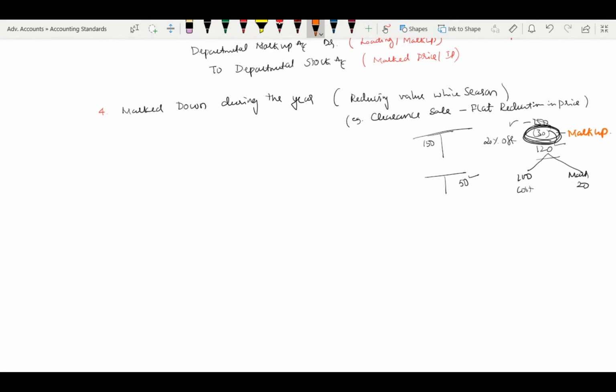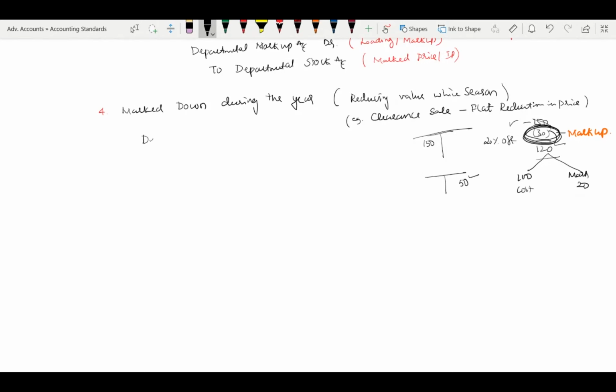Cost cannot be decreased. If you are marking down the sale price, it indicates that you are reducing the profit. That is the meaning. So the profit you earlier estimated at 50 rupees, I have to reverse, and also your stock value, what you thought was 150 rupees MRP, now has to be reduced to 120. Therefore there also 30 rupees you have to reverse. Loading also 30 rupees you have to eliminate.